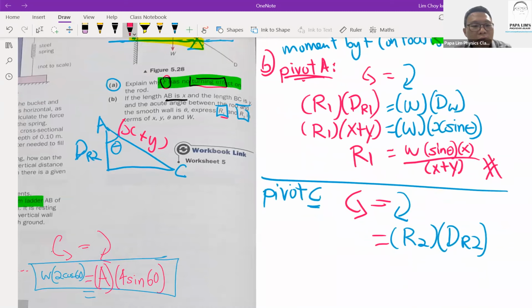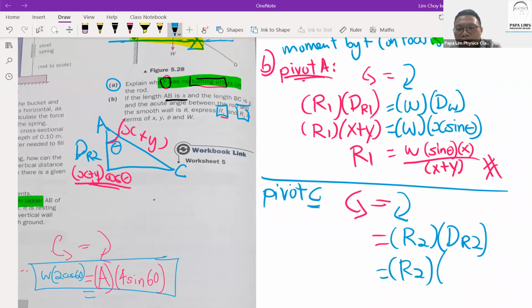Now for dr2, the theta is here, and the hypotenuse is x plus y. So straight away, using cosine theta, or what we call trigonometry, I can resolve dr2 to be x plus y cosine theta. So now I have the clockwise moment.